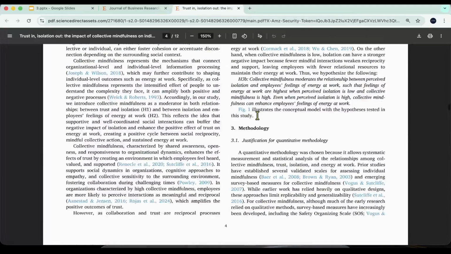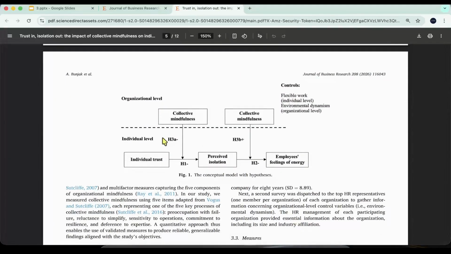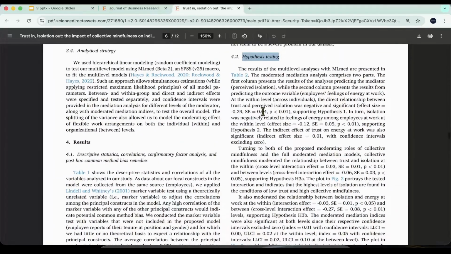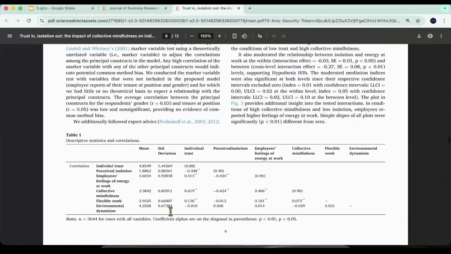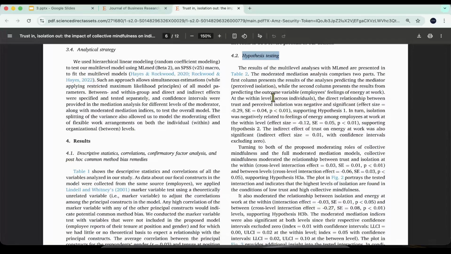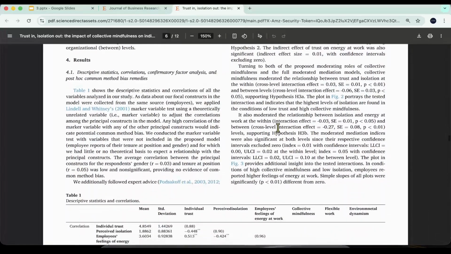So they have divided the hypothesis. Can we see, like Hypothesis 1 shows the relationship between individual trust and perceived isolation. Hypothesis 2 shows the relationship between perceived isolation and employee feeling of energy, and then this wise. So they have discussed hypothesis wise here. So first the tests. They have given first the descriptive statistics between the variables, and then the hypothesis wise explanation of every single thing.